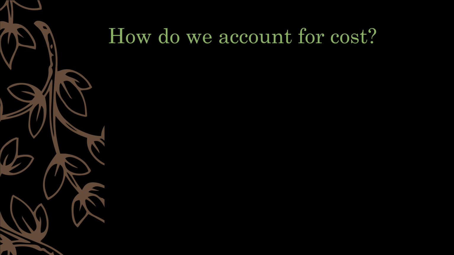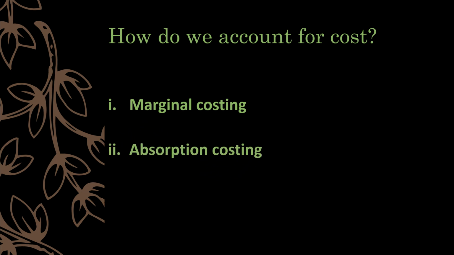Now let's see, how do we account for cost? So there are two methods of cost accounting. First one is marginal costing and the second one is absorption costing. Let's understand the difference between the marginal cost and marginal costing.